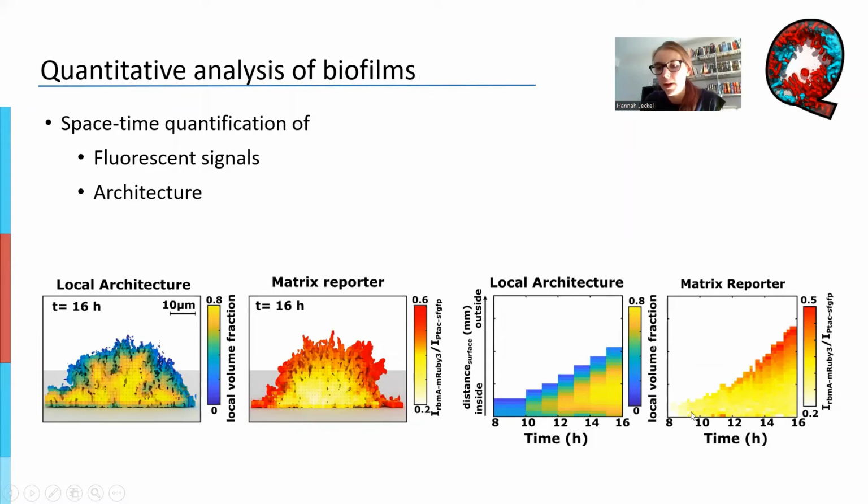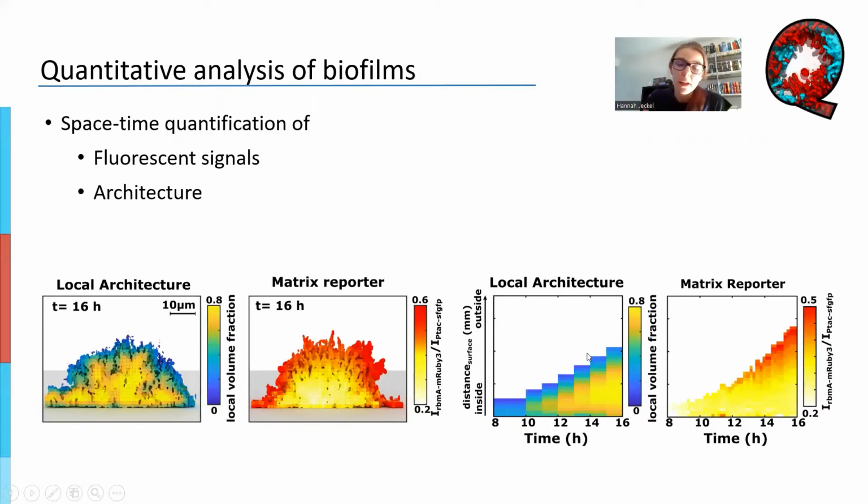It has the dimension time on the x-axis and space on the y-axis. In this case, space is the distance to the biofilm center, going from the biofilm inside to the outside. So this would be the inside of the biofilm, and this would be the outside of the biofilm. And then the color indicates whatever we measure here. For example, in the case of the matrix reporter, you can see that it switches on relatively late during development and only in the outer regions of the biofilm.